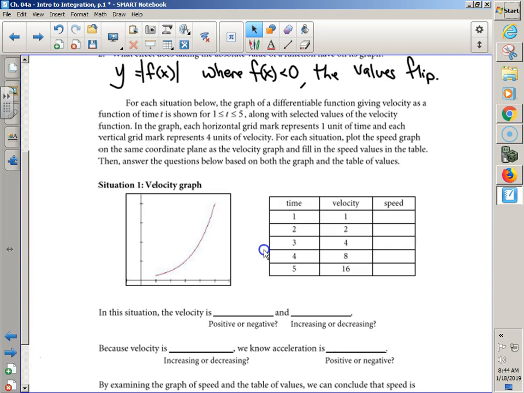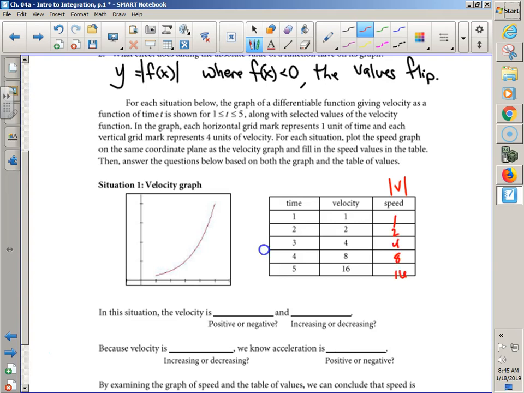This is just an example of a possibility of a velocity graph at t equals 1, 2, 3, 4, and 5. The velocities are 1, 2, 4, 8, and 16. You can make a function out of it, but don't stress. It's really just powers of 2, so I think it's 2 to the x. That would make sense. No, 2 to the x minus 1. Anyway, if the velocities are 1, 2, 4, 8, and 16, question, what would the speeds be if speeds are just the absolute value of velocity? Numerically, what would they be?